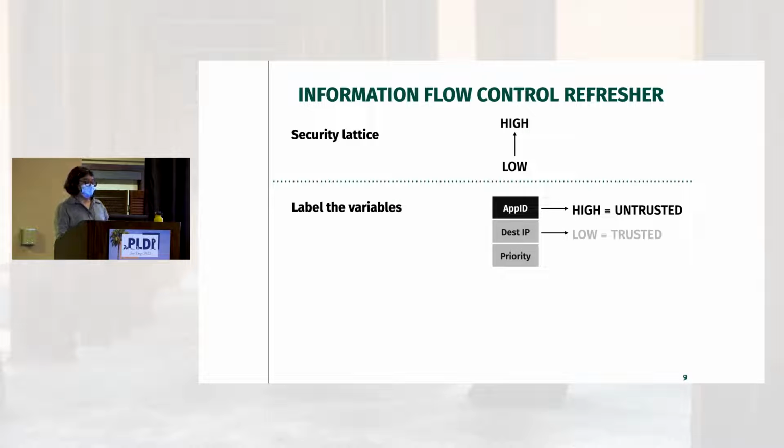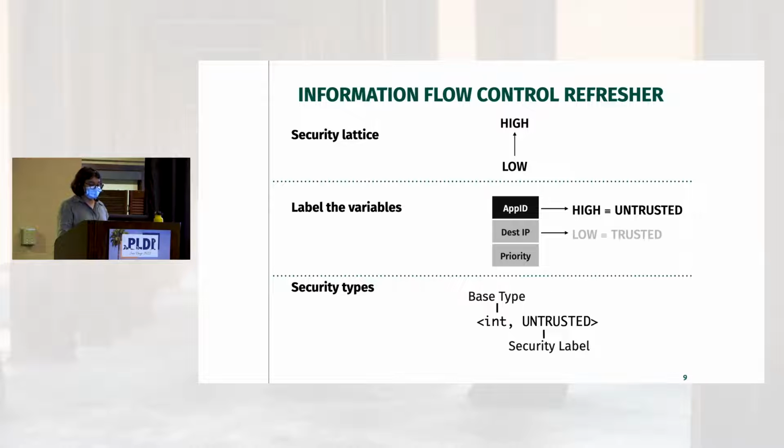Trusted meaning that it would be non-manipulable. Lastly, we come up with the security types, which are pair types, composed of your base type and a security label. Now consider you have your application ID having the following type. What it means is application ID will be an untrusted field of the integer type.